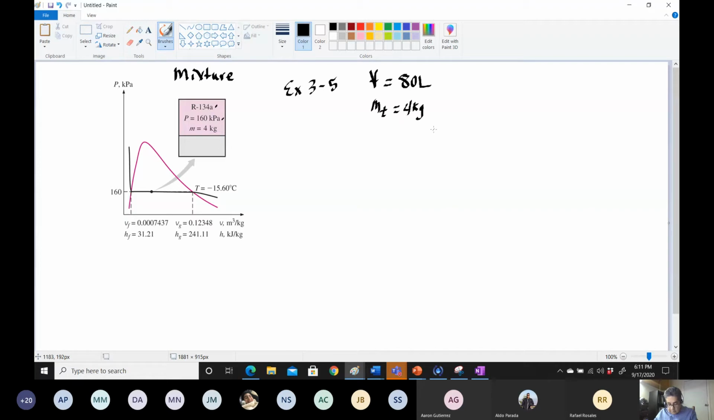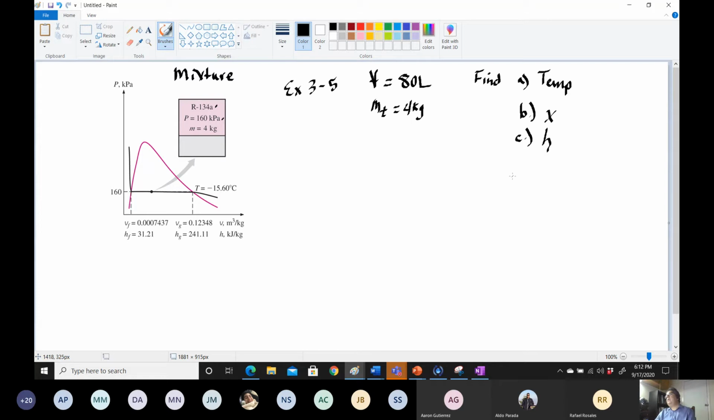Determine the temperature, and so determine A, the temperature, B, the quality index, X, and C, the enthalpy, that's H, of the refrigerant.